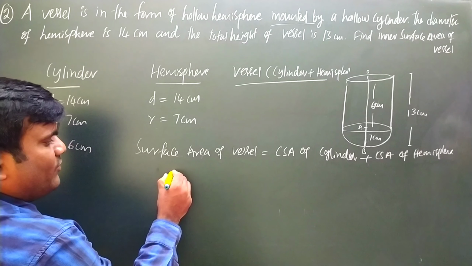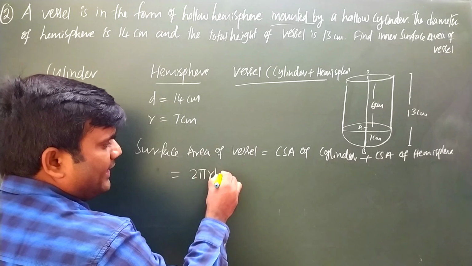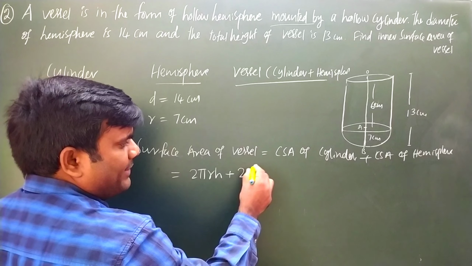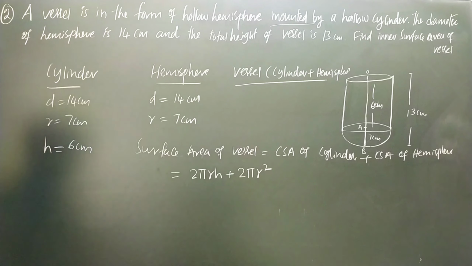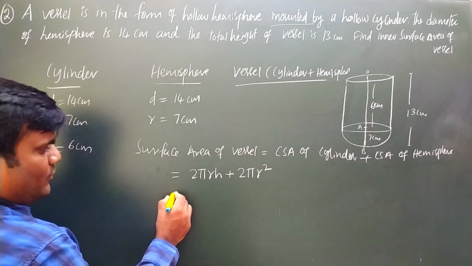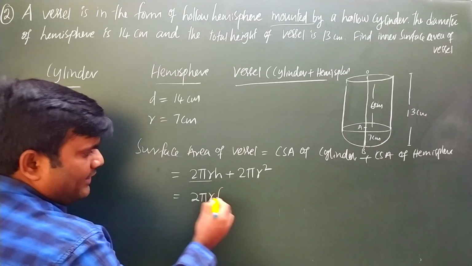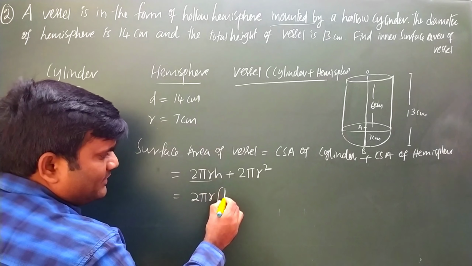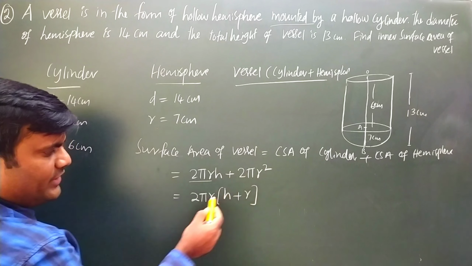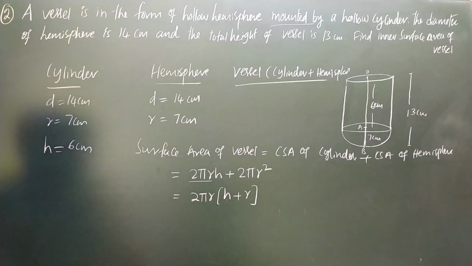Now the CSA of cylinder formula is 2 pi r h, plus the CSA of hemisphere formula is 2 pi r square. This one is the CSA of cylinder, 2 pi r square is the CSA of hemisphere. Now take the common factor: 2 pi r is common. The remaining terms are h plus r. So 2 pi r taken common, the remaining term here is h, and here from r square you get r.